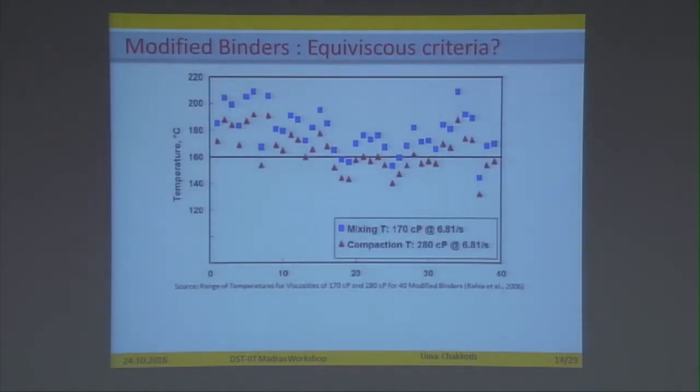Can we use the equiviscous criteria which we have used for unmodified binders for modified binders? Before I go into that, what is this equiviscous criteria? Irrespective of the grade of the binder, the viscosity should be the same during mixing and compaction. If I take an example, we have a VG10 binder and a VG40 binder. The viscosity of both binders when we use them for preparation of the mixture should be 0.17 during mixing and 0.28 during compaction. That is what the equiviscous concept is all about.